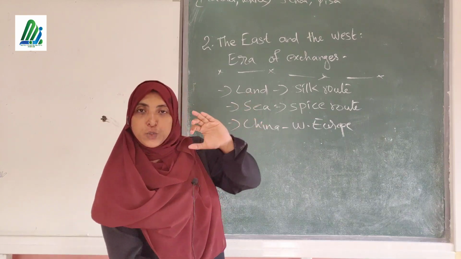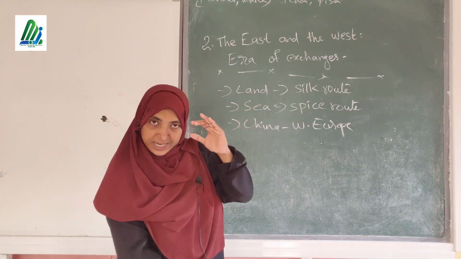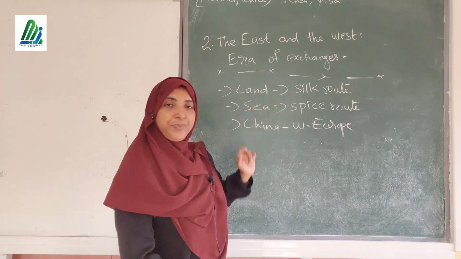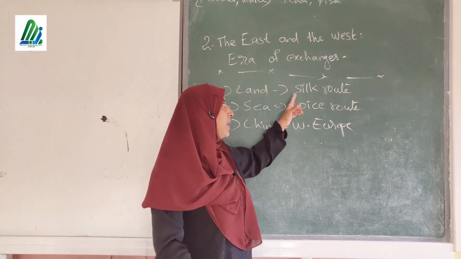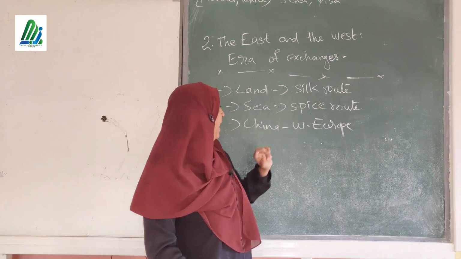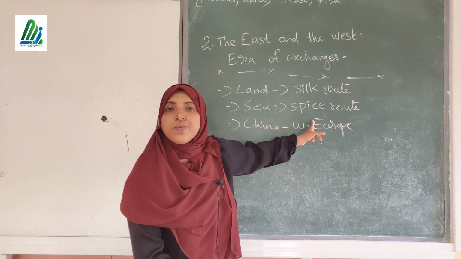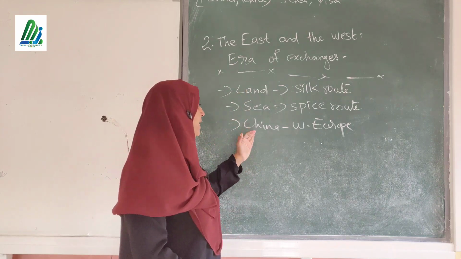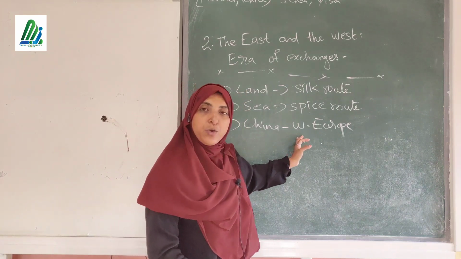Clear? So, these are the important points you can see by observing that picture. First one, there are two different trade routes: the first one land route and another one sea route. Clear? Then the land route is also known as Silk Route. Then the sea route is also known as Spice Route. Then these two trade routes connect east part China and west part Europe.